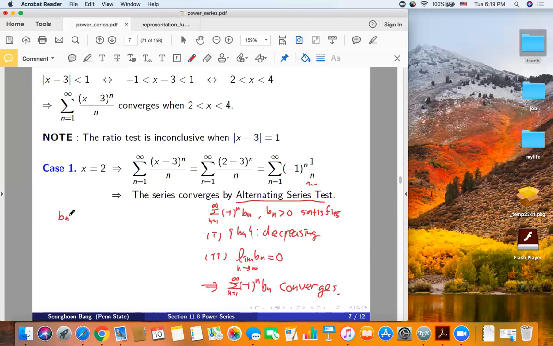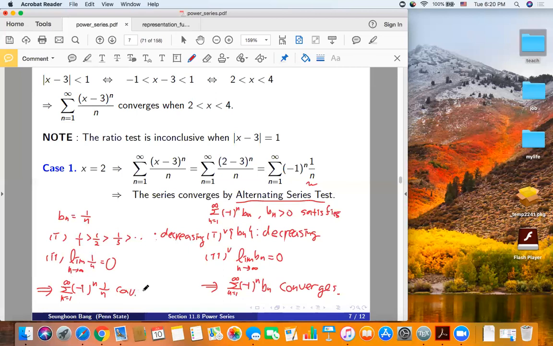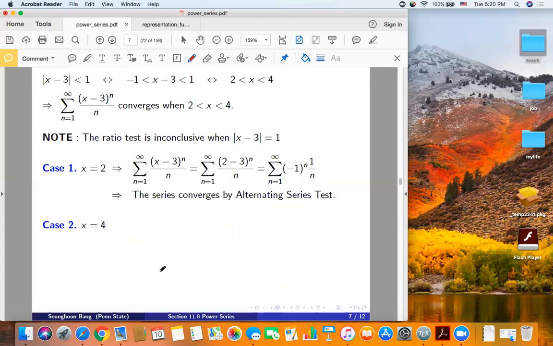What is Bn? Bn is 1 over n. Think about the first condition. You plug 1 into n. The first term is 1 over 1. The second term is 1 over 2. The third term is 1 over 3. What happens? Yes, decreasing. The second condition, the limit of Bn. The limit as n approaches infinity of 1 over n is going to 0. That satisfies the first and second conditions. The conclusion is the summation n equals 1 to infinity of minus 1 to the power n times 1 over n converges by the alternating series test. This is the idea.